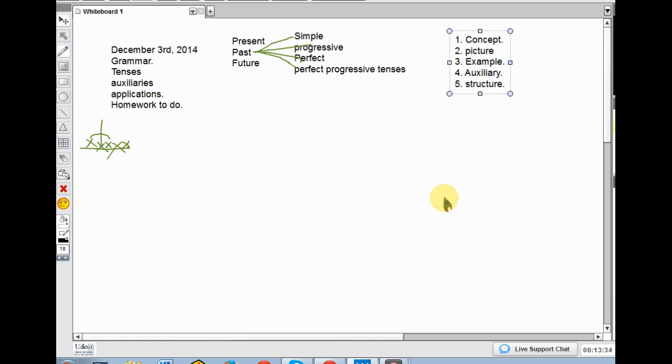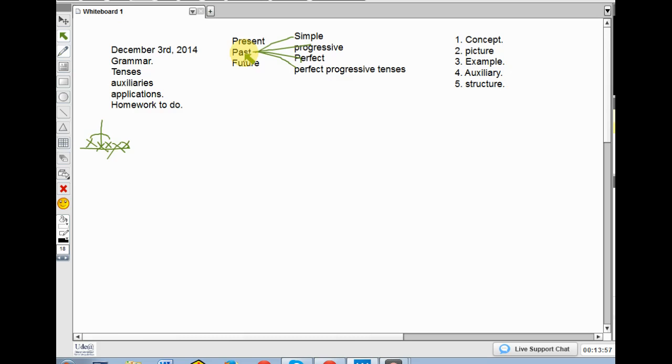Okay? I have given you the present simple, present progressive, present perfect progressive. Now, let's move on to the past. The past simple.